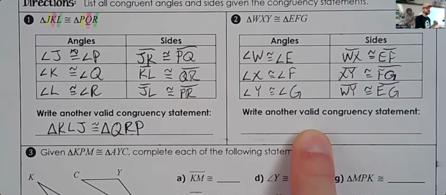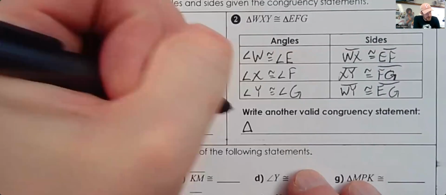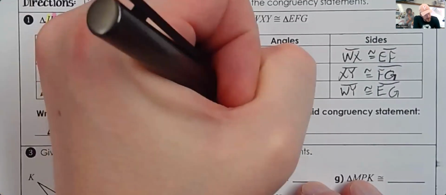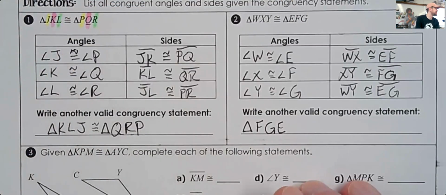For the one at the bottom, there's a lot of correct answers. I'm just going to come up with one on my own. If yours is different than mine, but it still works, that's great. So I'm going to say triangle, I'm going to start with the other one, FGE. You can start with the second one first. It doesn't really matter. Rob?